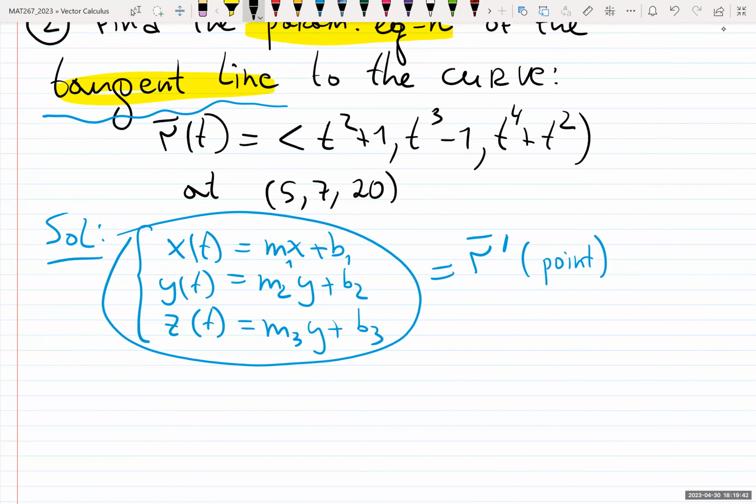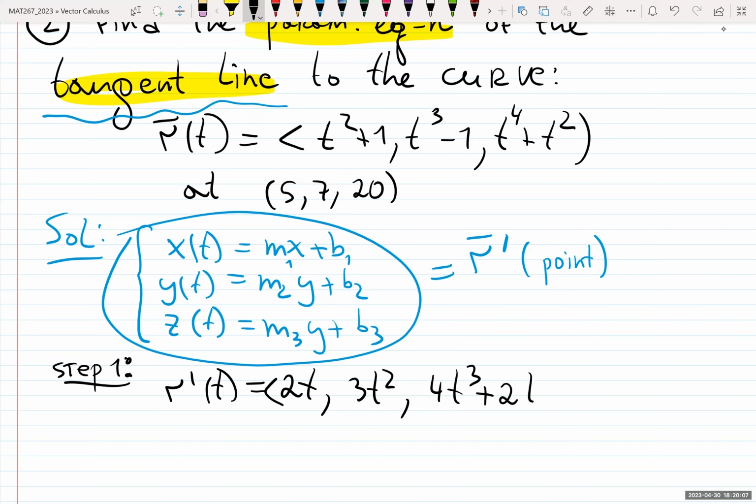That's the thing. If you start step one, if you're stuck with what to do, start with something. It's either finding a point or taking a derivative, finding parametric stuff. So in this case, I feel like it's very natural to start with the derivative. R prime of t is 2t, differentiate each component, 3t squared, 4t cubed plus 2t. Got that.